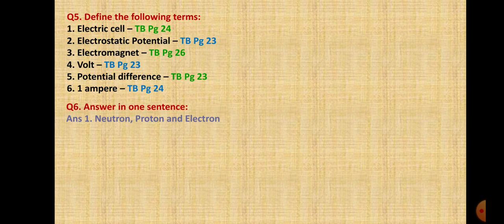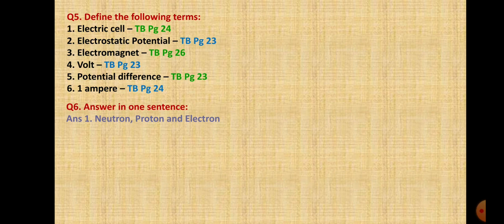Sorry. Students, I have written the answer neutron, proton and electron, but while writing in the workbook, you will write the complete sentence. Neutron, proton and electron are present in an atom. Second question is, how can we measure water flow emerging from a pipe? We can find it out from the amount of water coming out in a specific time period.